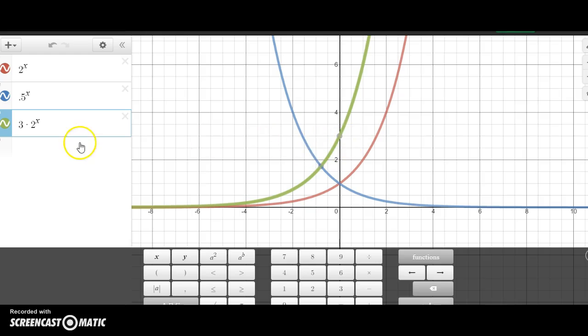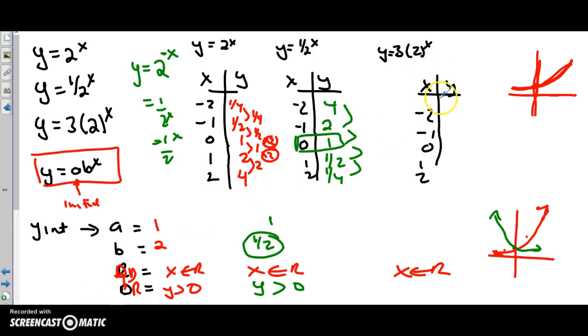So back here, I have y is equal to 3 times 2 to the x, and I look like this. Let's see if we can figure out how we get those points. Starting at the bottom here, 2 squared is 4 times 3 is 12. 2 to the 1 is just 2 times 3 is 6. 2 to the 0 is 1 times 3 is 3. 2 to the negative 1 is a half times 3 is 3 halves. 2 to the negative 2 is a quarter times 3 is 3 quarters.